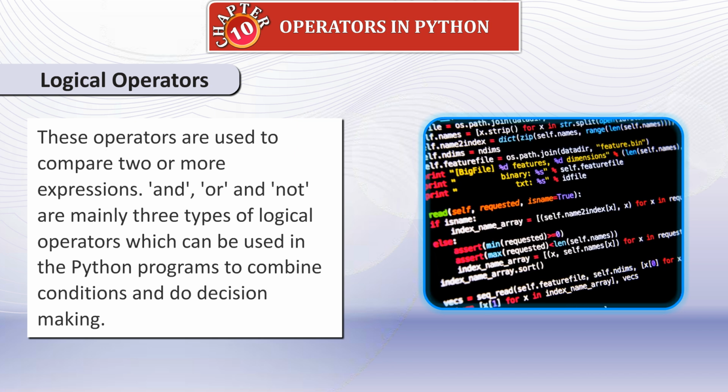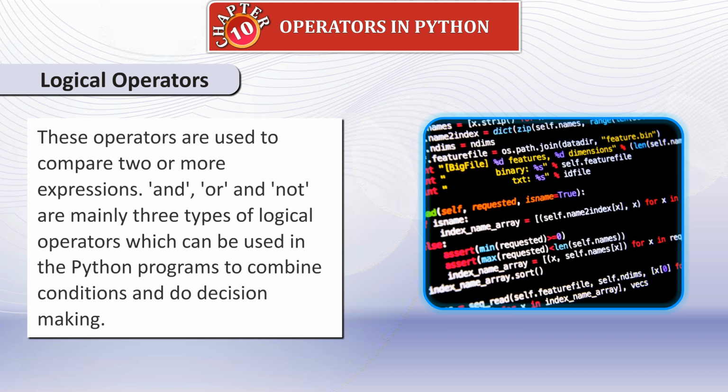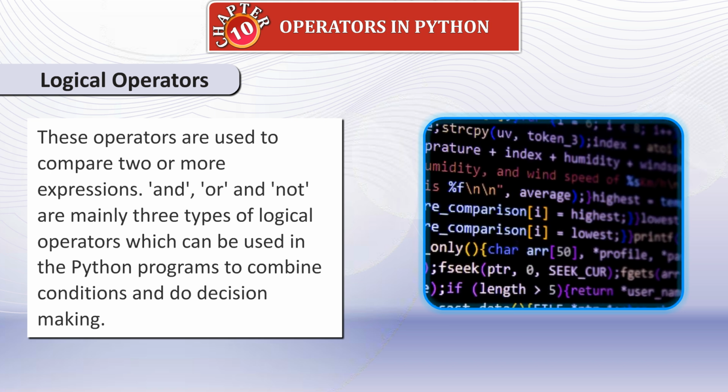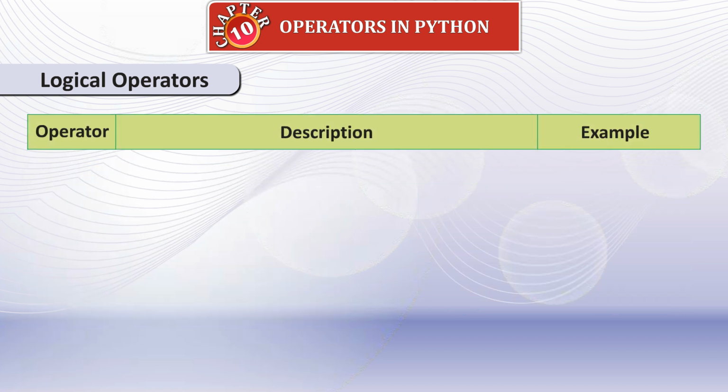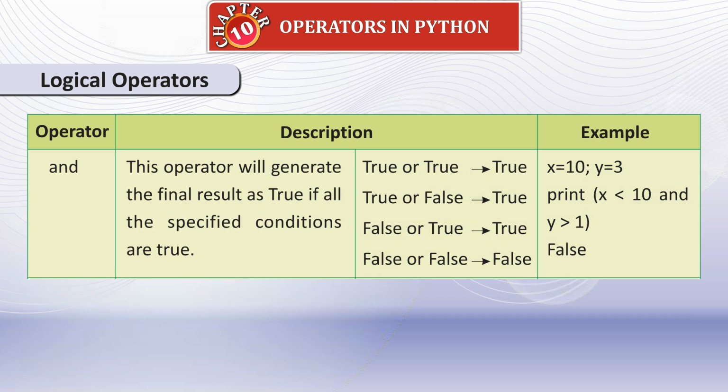And, or, and not are mainly three types of logical operators which can be used in Python programs to combine conditions and do decision making. Operator, description, example. The and operator will generate the final result as true if all the specified conditions are true. True and false: false. True and true: true. False and true: false. False and false: false. x = 10, y = 3. print(x < 10 and y > 1).